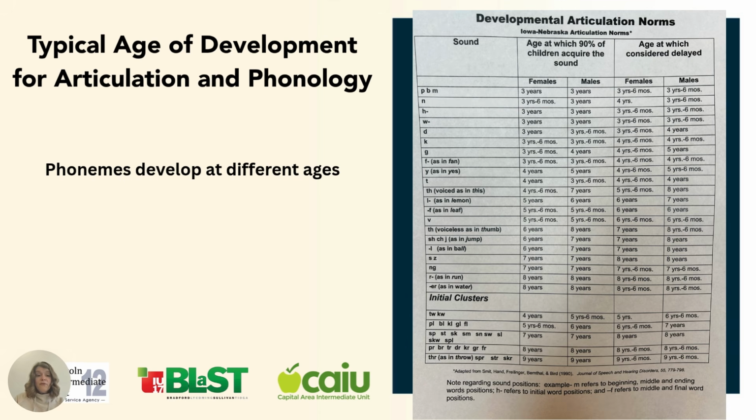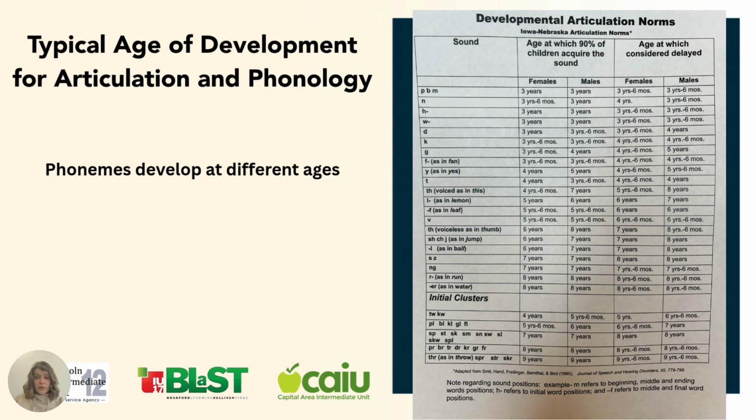When we think about our phonemes, there are sounds that we say. We have typical development for articulation and phonology. Phonemes do develop at different ages. When you think about kids, think about a 2-year-old talking versus a 5-year-old talking, right? This is just a snapshot of some of those developmental skills for articulation sounds. You'll see that the P, B, and M are the first to develop. They are developed by 3 years of age.